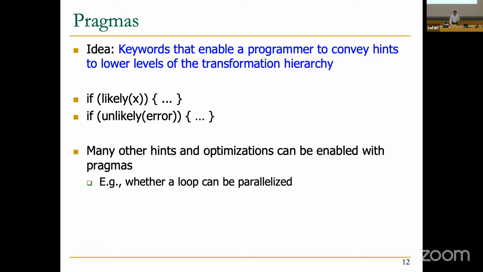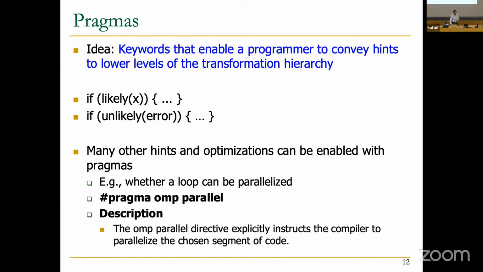Since you haven't seen this, maybe you're not familiar with this, but whether or not a loop can be parallelized can be hinted by the programmer using a pragma. And this is actually very commonly used. If you use OpenMP programming to parallelize your code, there's a pragma called OMP parallel. And this is a description directly from the OpenMP manual. That's a parallelization library to parallelize your code across many computers.